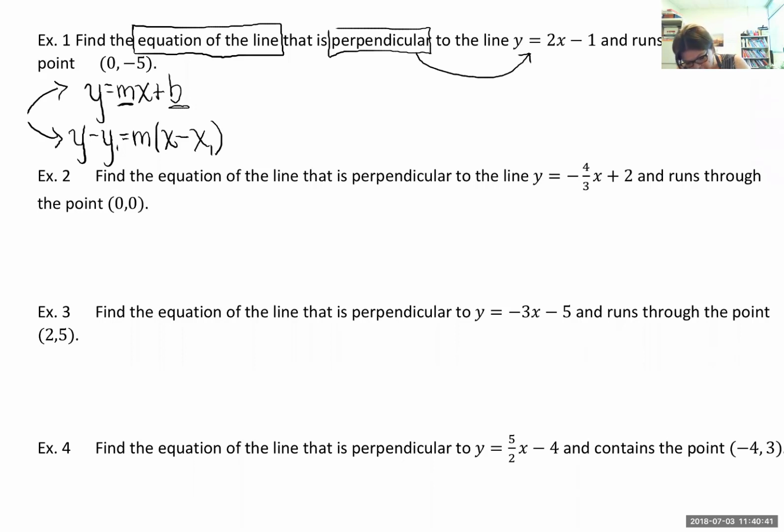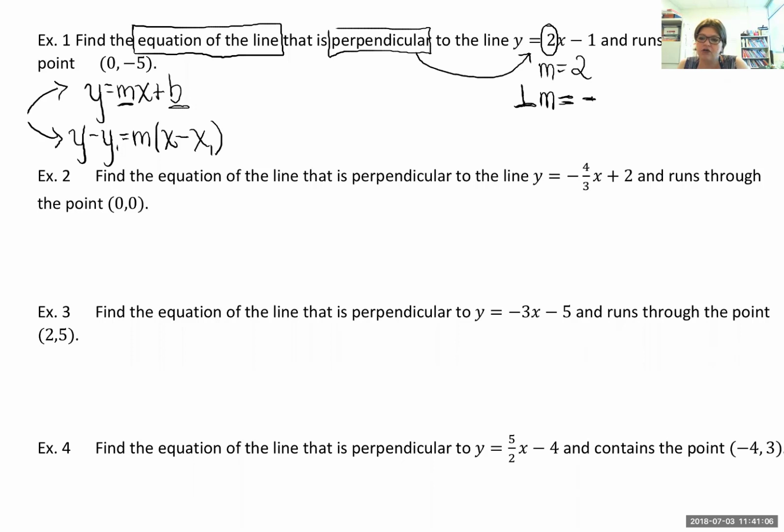So you can see the slope of this line is 2. I have a 2 shoved up against my x. So if my line is perpendicular to this line, I know that my line has a slope that's opposite in 2 ways. A perpendicular slope will be opposite in 2 ways. It will have the opposite sign. Well, this is a positive 2, so my perpendicular line will have a negative slope.